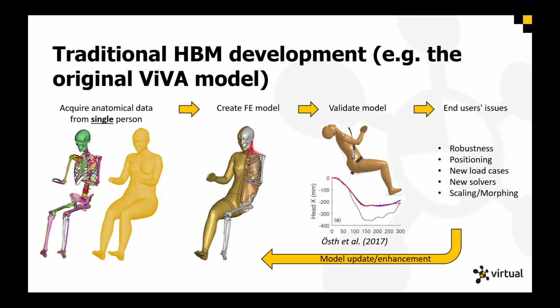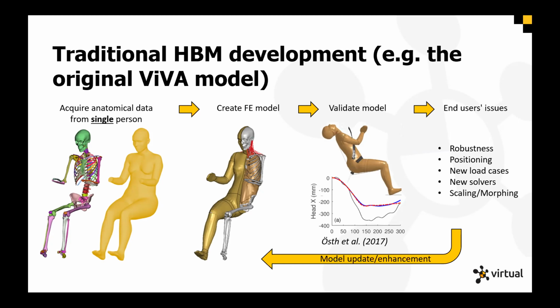After this, the model needs to be validated, and it is important to validate the model for its intended use. So for example, the original VIVA model was intended for evaluation of whiplash injury in rear end impacts, and the majority of the validation effort was therefore focused on the head and spine kinematics and also kinetics in rear end impacts.